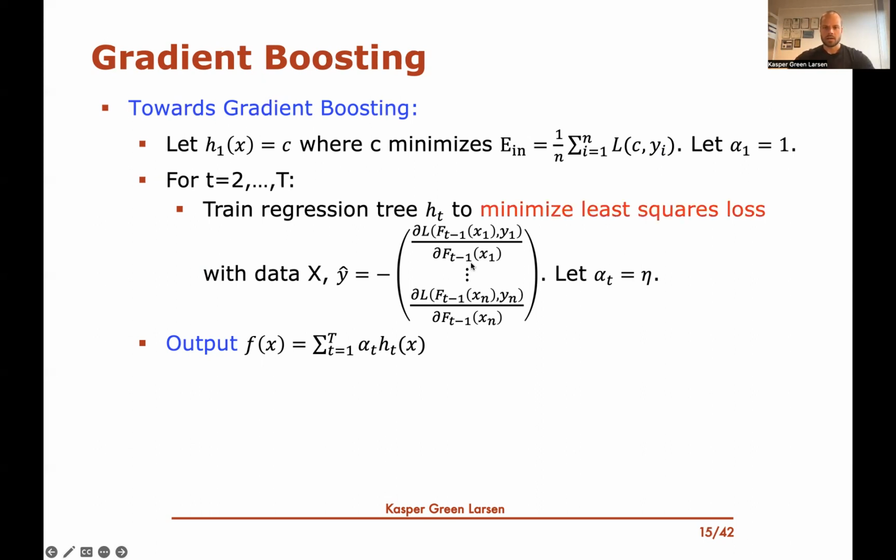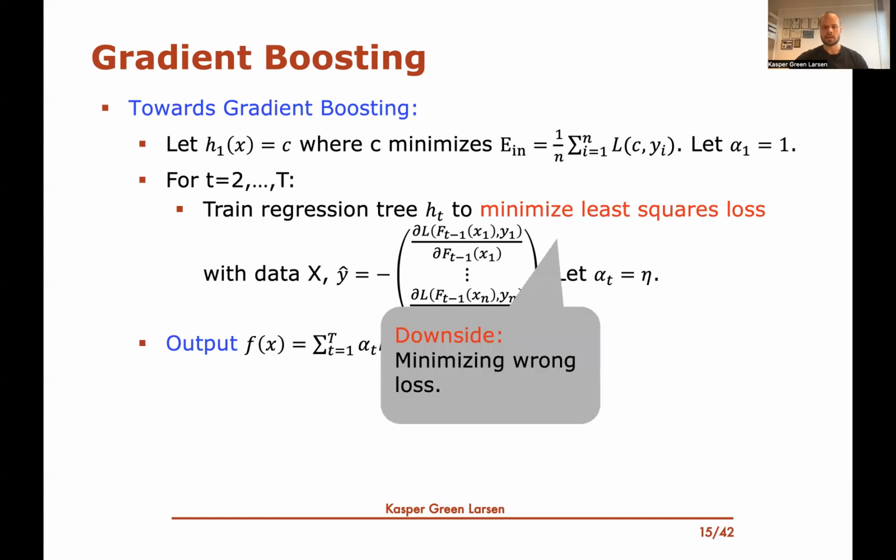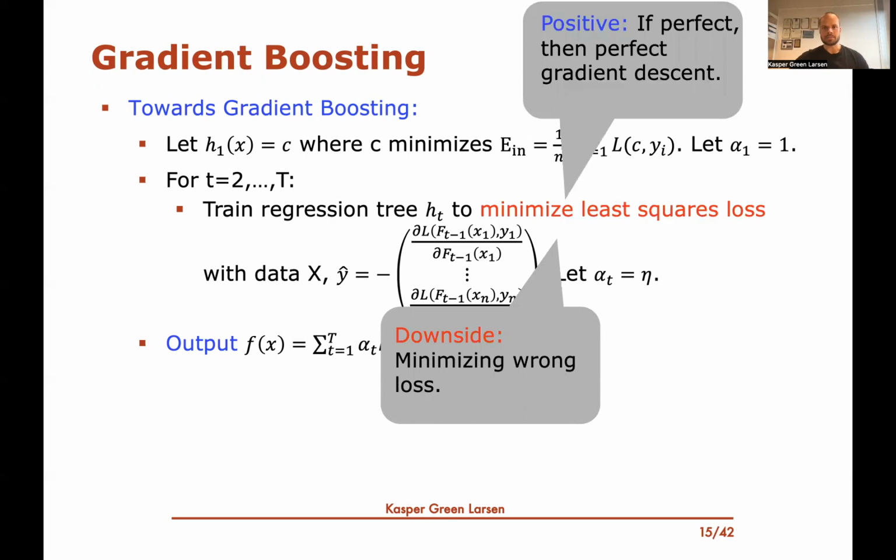Okay. Of course, you could ask yourself, why are we minimizing the least squared loss when we're building this tree? We just said that I have some loss function L that I'd like to minimize, but I'm training a tree to minimize least squared loss between predictions and these labels in this vector y. Why are you doing this? Shouldn't we try to use this loss function L? In some sense, the downside is that we're minimizing the wrong loss function, which seems like a bad choice.